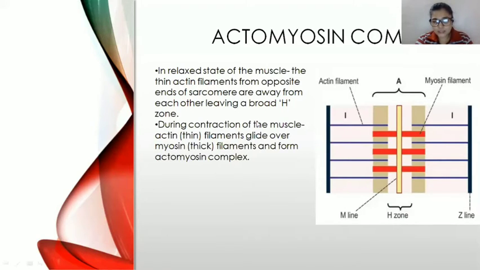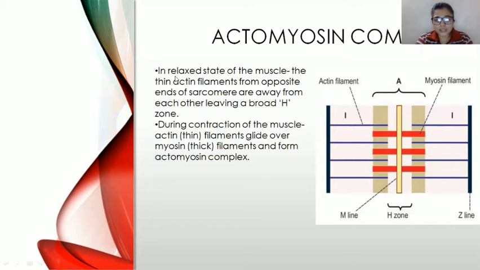This is the basic functional unit of a muscle, which is known as a sarcomere. Here we can see these thin filaments, which are the actin filaments, and these thick filaments, which are the myosin filaments. The movement of these two filaments results in the contraction of muscle, and we're going to see what actually happens and what process is taking place.